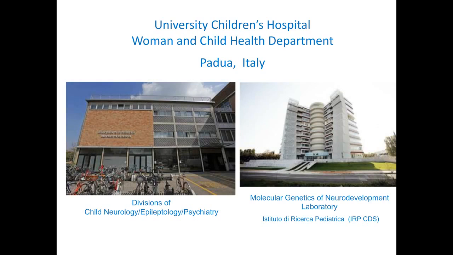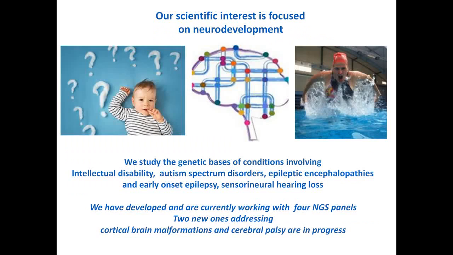This is our setting, and what I want to say is we are pediatricians involved in neurodevelopment. Our scientific interest is focused on this, so we study the genetic basis of conditions involving intellectual disability, autism spectrum disorder, early epilepsy of various types, and sensorineural hearing loss. In the course of the years, we have developed and are currently working with 4 NGS panels. 2 new ones addressing cortical brain malformations and cerebral palsy are in progress.